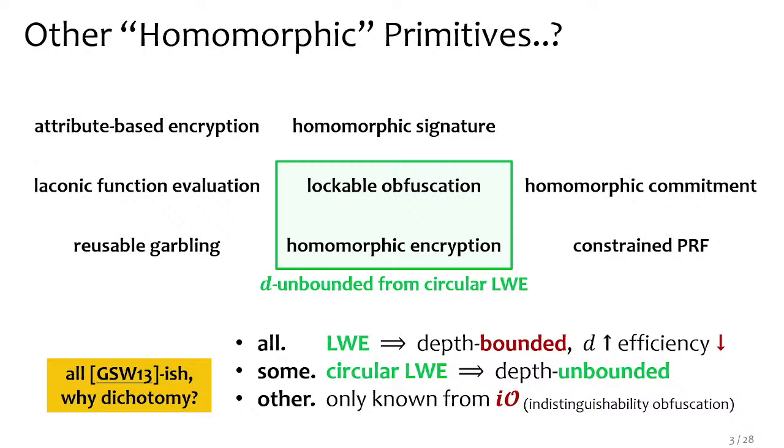And I call all of these primitives homomorphic because they can be constructed using GSW-ish versions of homomorphic encryption. And so we're wondering why there's a dichotomy between things that you can or cannot construct using lattices.